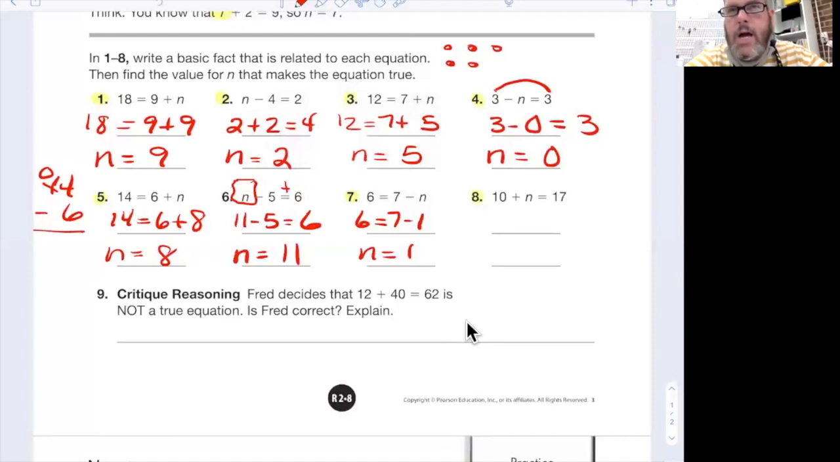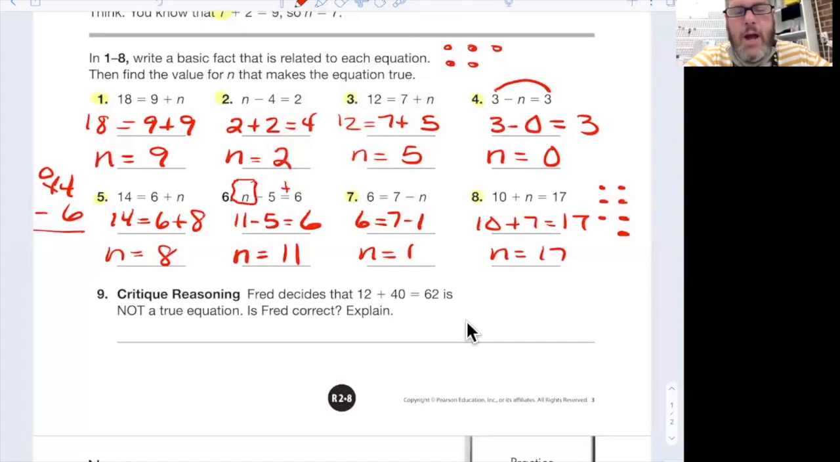Number 8, 10 plus n equals 17. I have 10. I want to get to 17. Maybe I could draw my dots again. 10, 11, 12, 13, 14, 15, 16, 17. How many did I get? 2, 4, 6, 7. 10 plus 7 equals 17. n equals 7. Wow, that's a lot of work. There was a lot of learning in there. If you are confused, go back and replay that part of the video again. Do it as many times as you need to understand the concept.